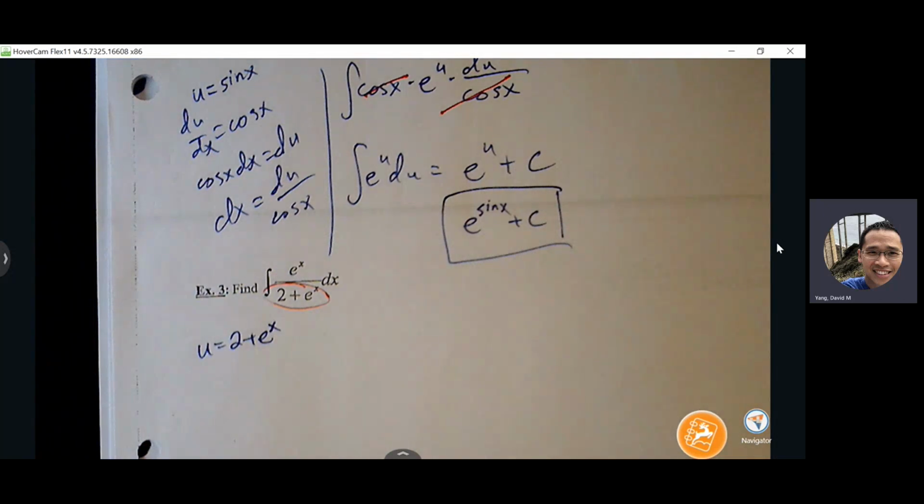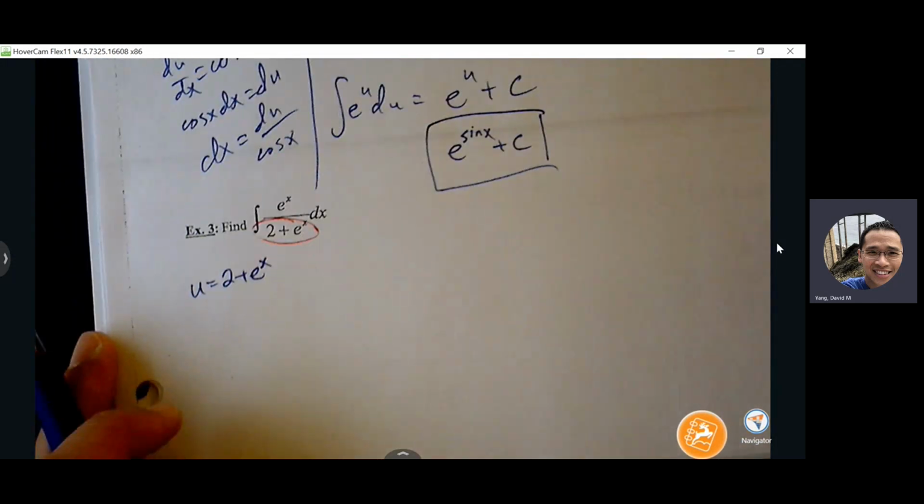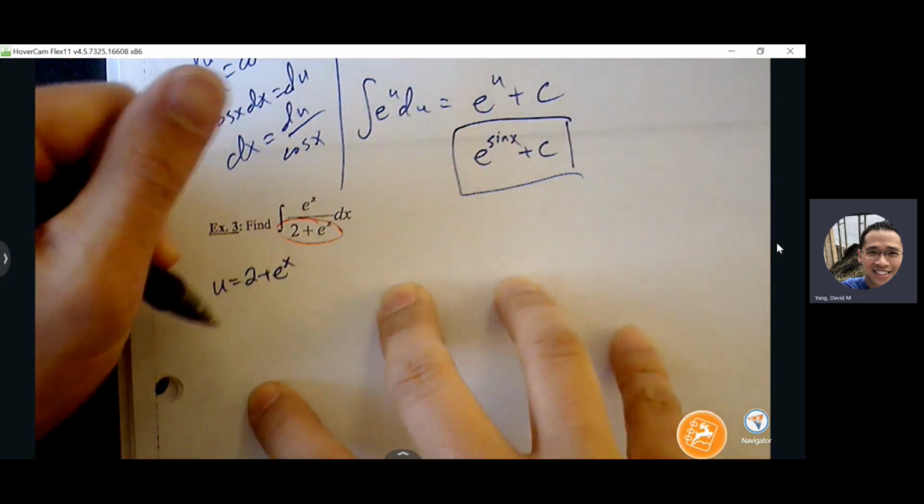What's the derivative of e to the x? Yes, right? And so we know that the derivative of e to the x is e to the x, and we see e to the x waiting outside. So that's a good sign that whatever derivative we create, we're going to be able to match and pair up with what's available inside the problem.